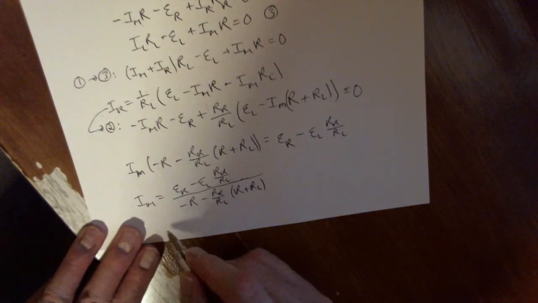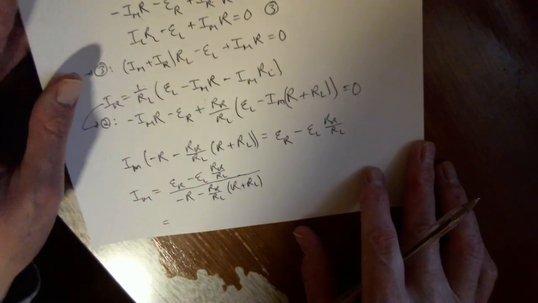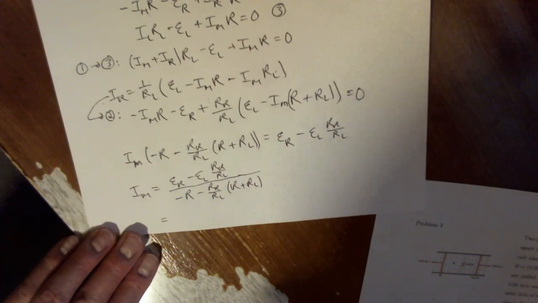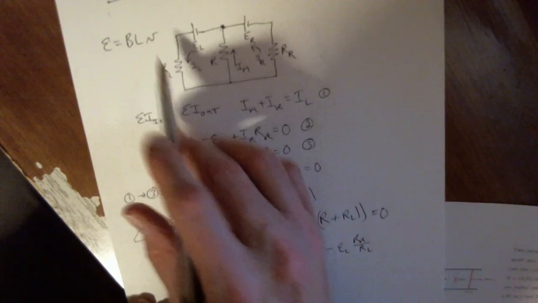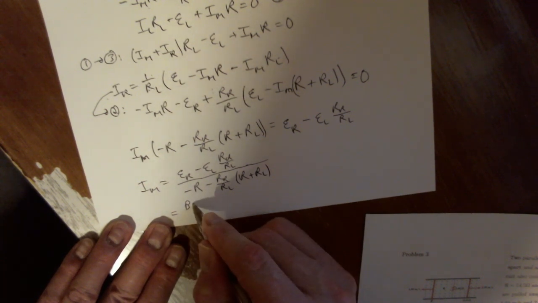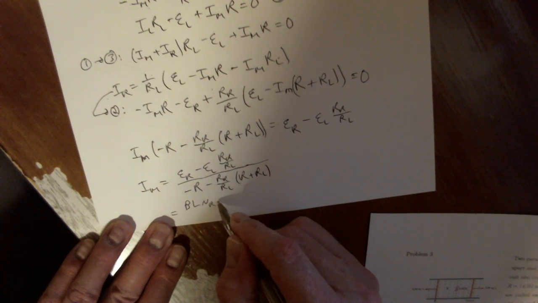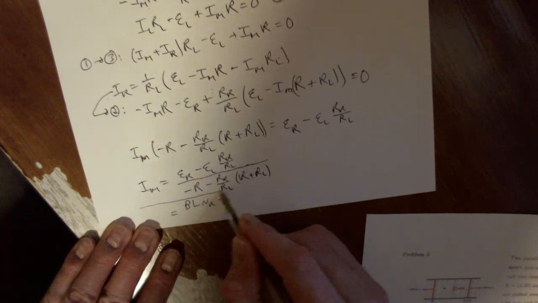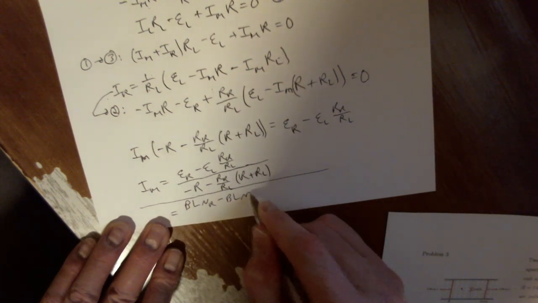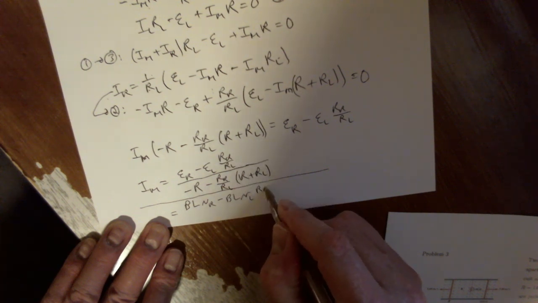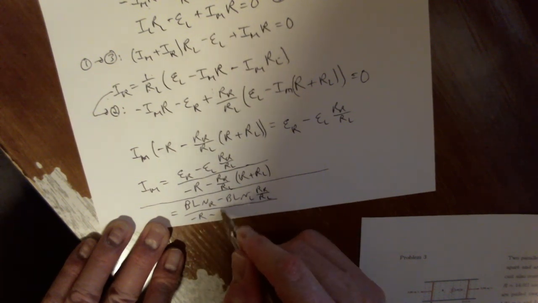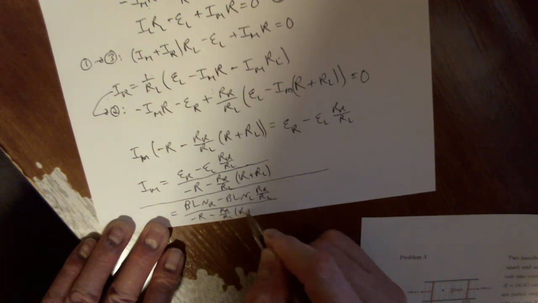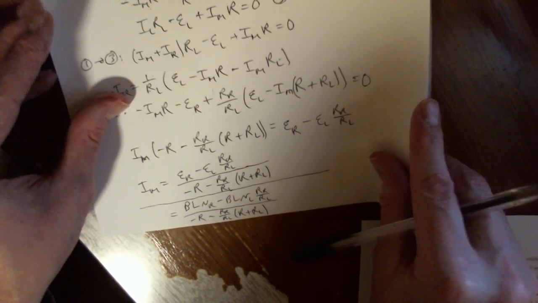And then I'll plug in numbers. So EMFR, the right EMF, remember EMF is BLV, and so the right EMF is BLV right minus EMF left is BLV left, and then RR over RL over all of this minus R minus RR over RL, R plus RL, and now I should be able to plug in.